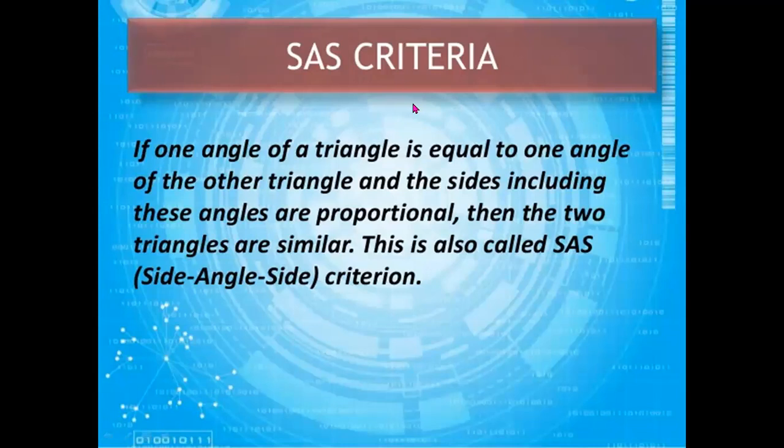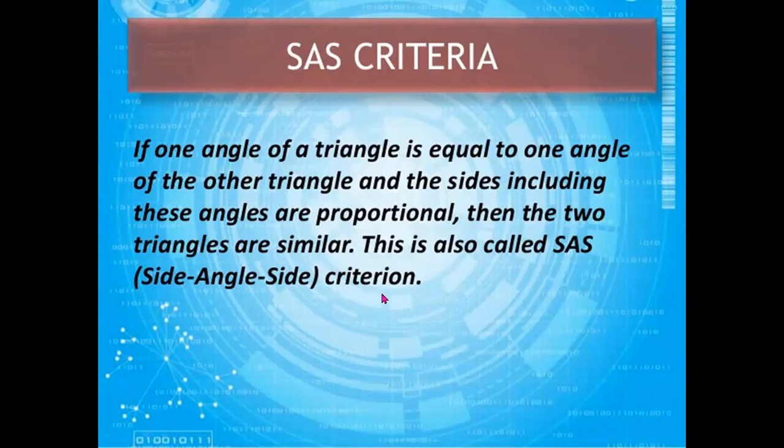If an angle of a triangle is equal to one angle of the other triangle and the sides including this angle are proportional, then the two triangles are similar. This is also called the side angle side criterion. So we have this criterion also, so that we can say that our triangles are similar.